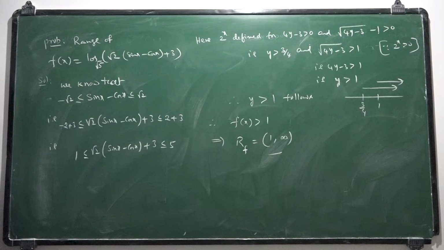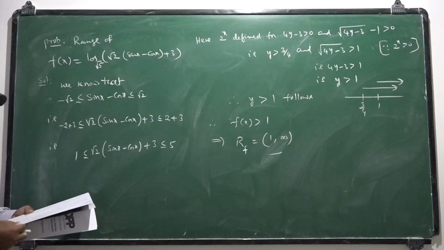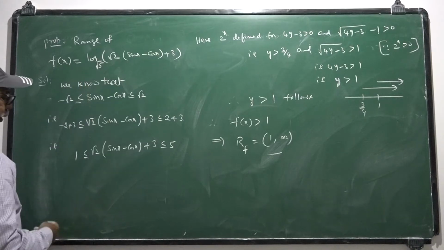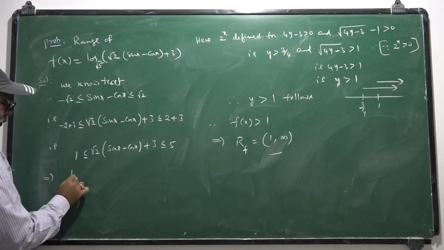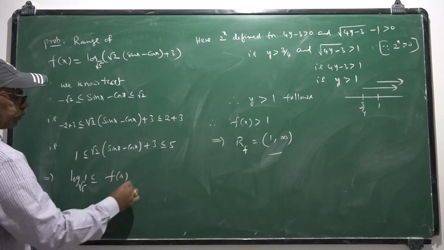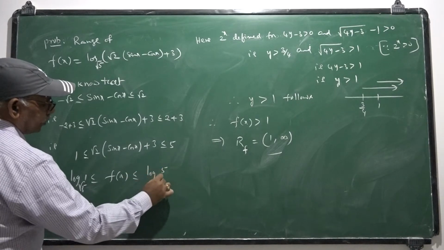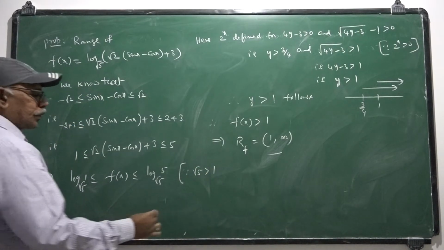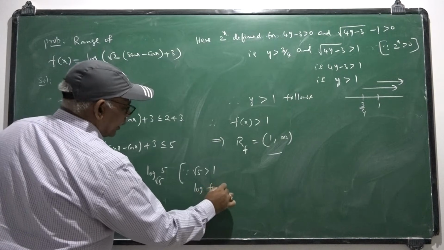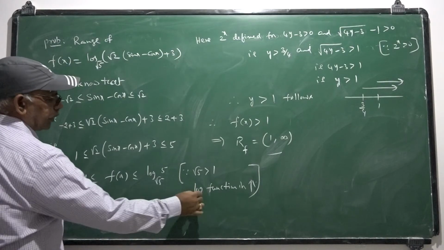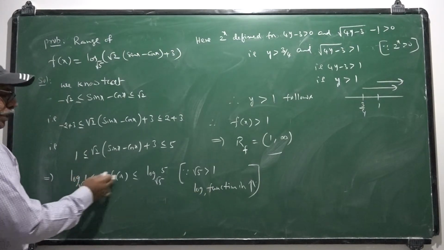And moreover, this is a logarithm value. Root 5 is more than 1. So taking logarithm to the base root 5, we get f(x) is less than or equal to log 5 to the base root 5. Since root 5 is more than 1, the logarithmic function is an increasing function. Hence, there is no change in the inequality.